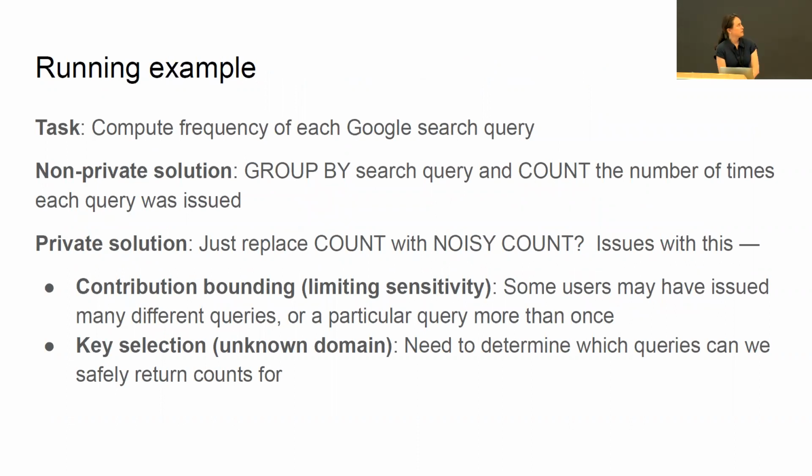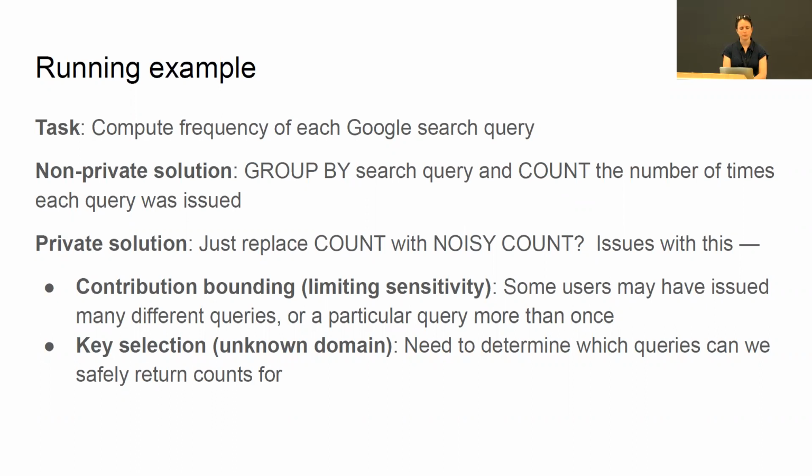As a running example, consider the task of computing the frequency of each Google search query in some query data set. The non-private solution in this case can be implemented in a standard MapReduce framework by a group by followed by a count. For a private solution, if we just replace the count with a noisy count, that doesn't address the contribution bounding and the key selection issues that we just discussed.